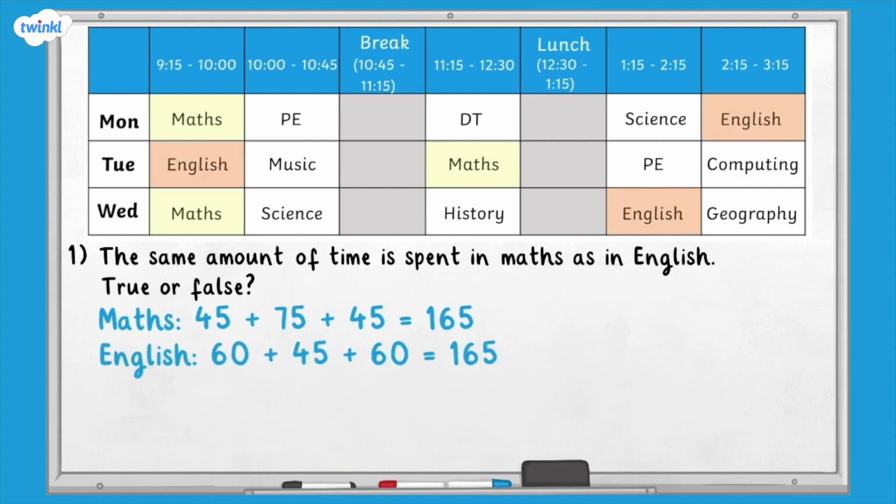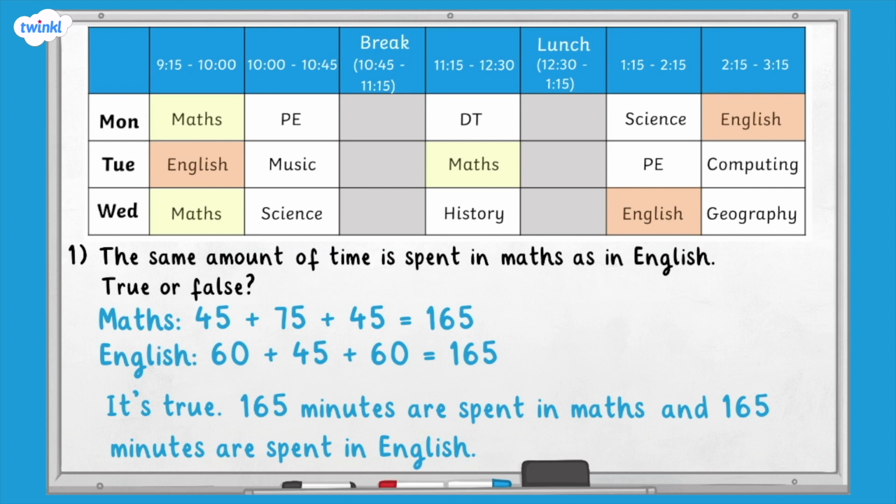There are 3 English lessons. Monday's lesson is 1 hour. Tuesday's lesson is 45 minutes. And Wednesday's lesson is 1 hour. 60 add 45 add 60 equals 165. So this statement is true because 165 minutes are spent in both maths and English lessons.